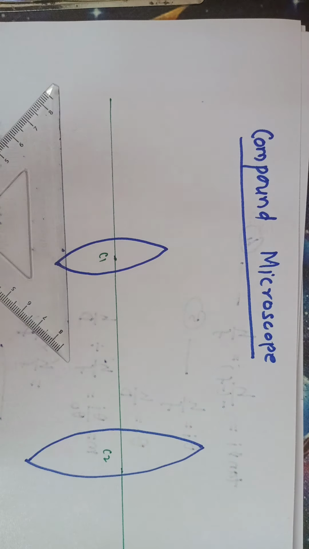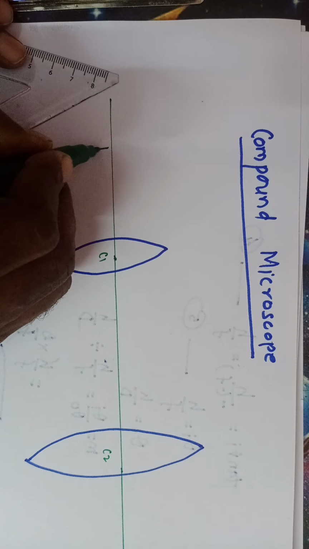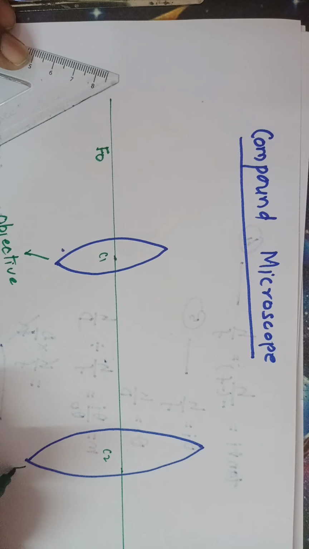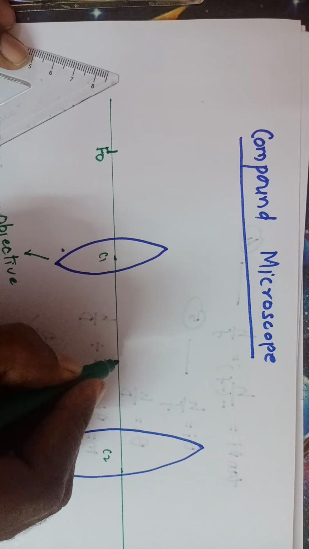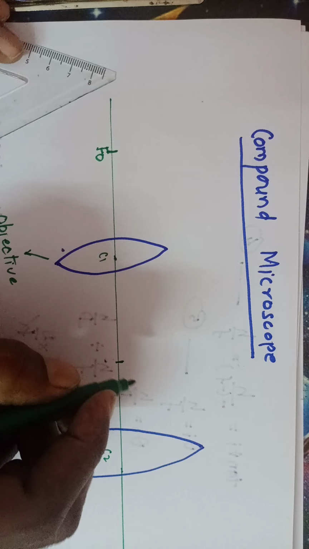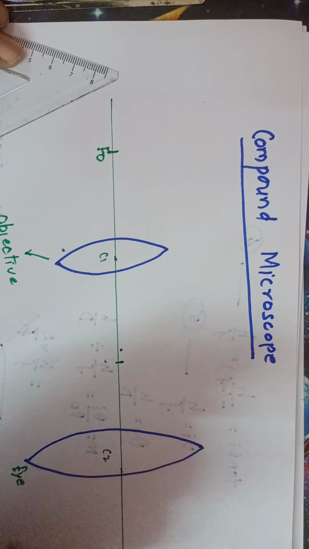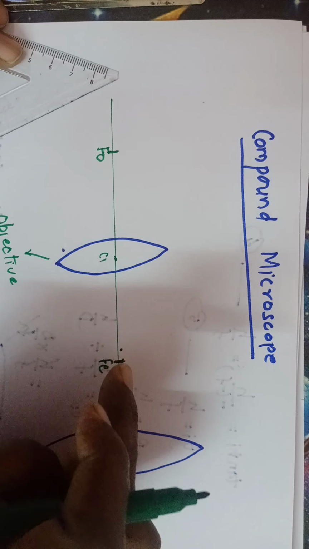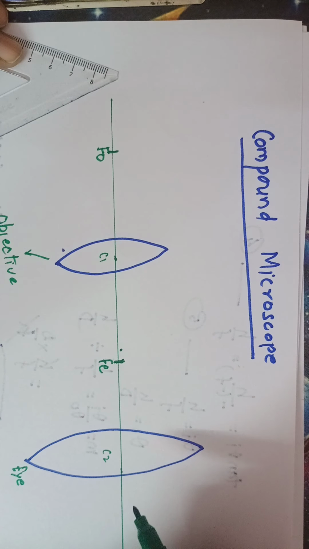Both the lenses are fixed in a tube, and a rack and pinion arrangement is there. This is called the objective lens, and its focal length is f0. And one more lens is called the eyepiece. So on both sides of the objective we will get f0, and this lens is the eyepiece, and its focal length will be, suppose, fe. For this lens we have mentioned only f0, and for this lens fe is the focal length.